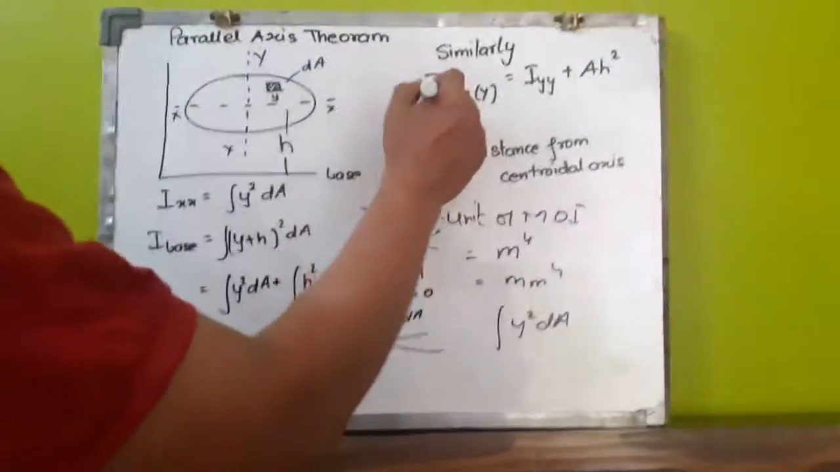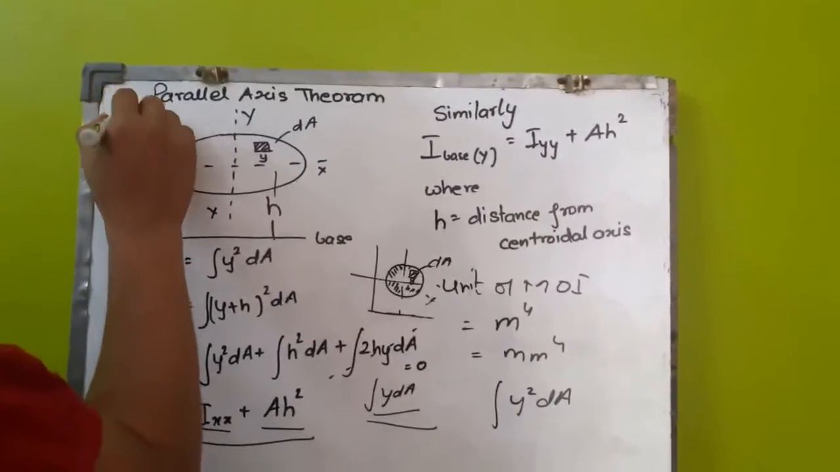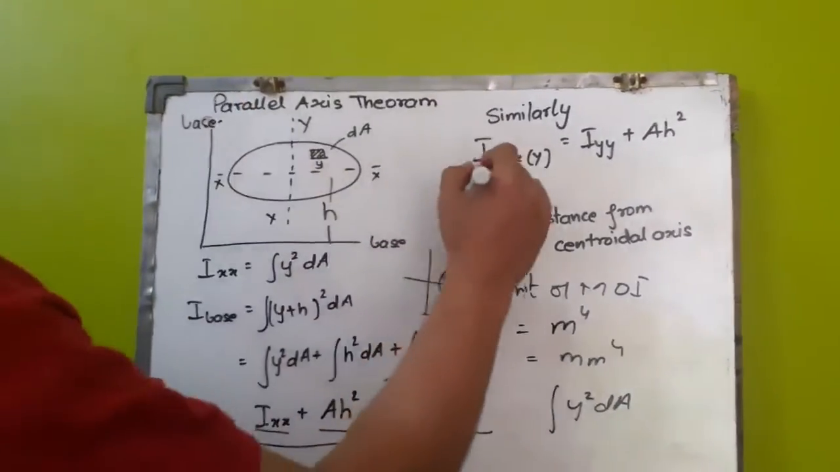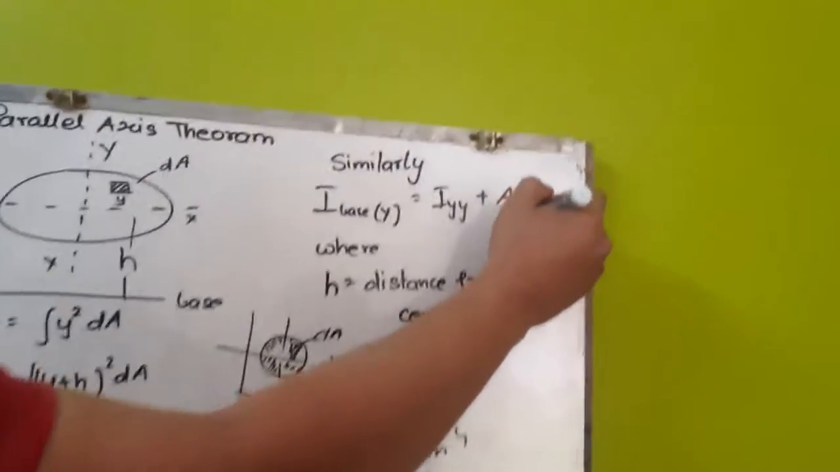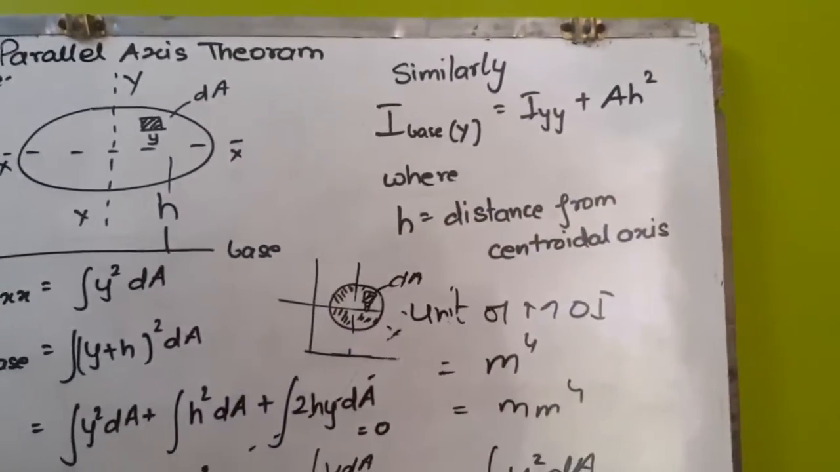Similarly, if you calculate I about this axis yy, the axis along the y direction, you have Iyy plus Ah square. You will be getting the same relationship where h is the distance from the centroidal axis.